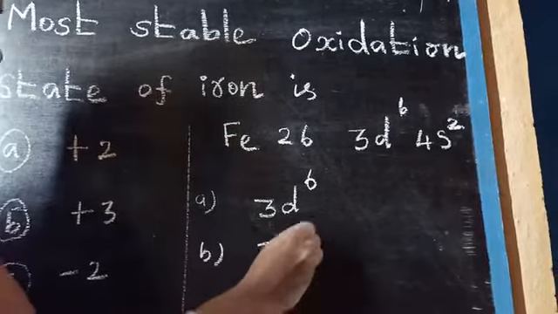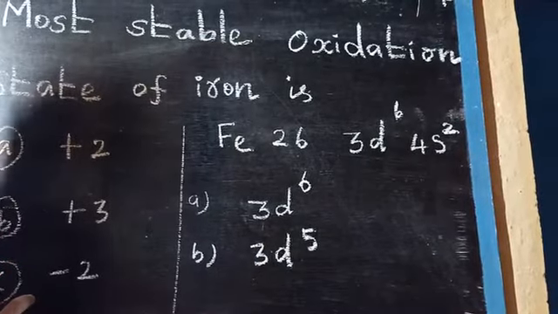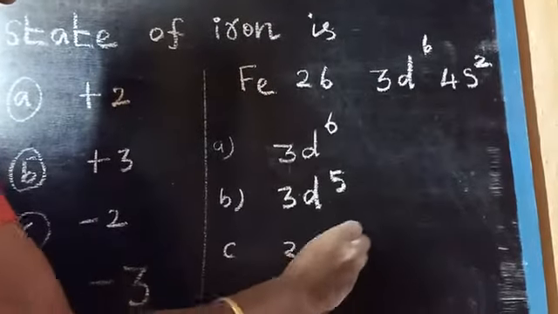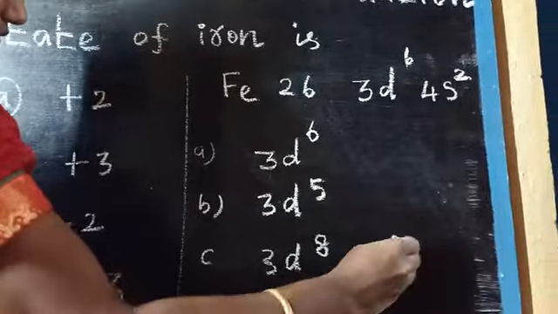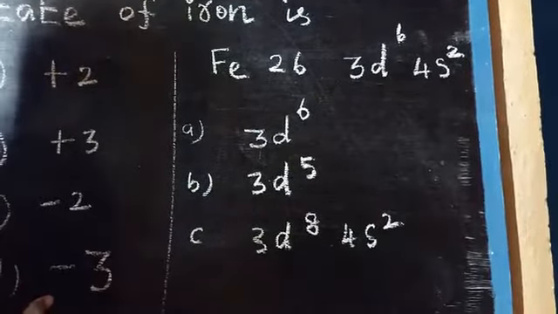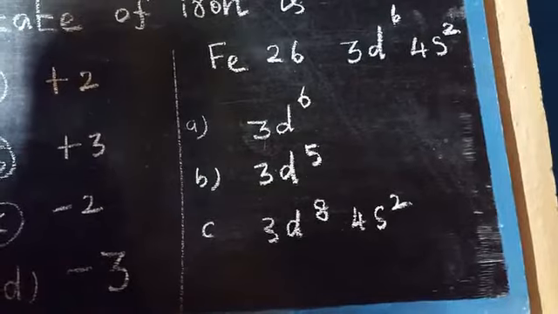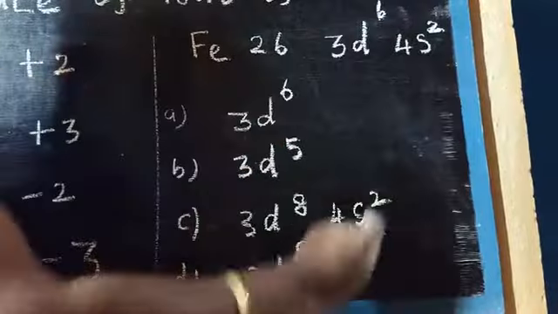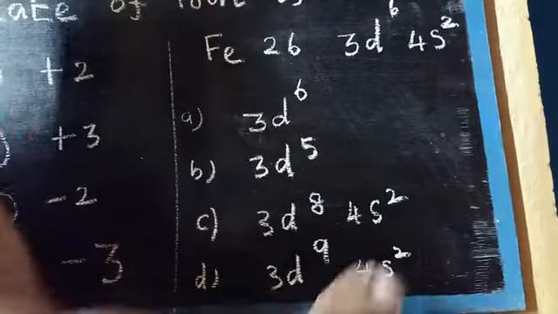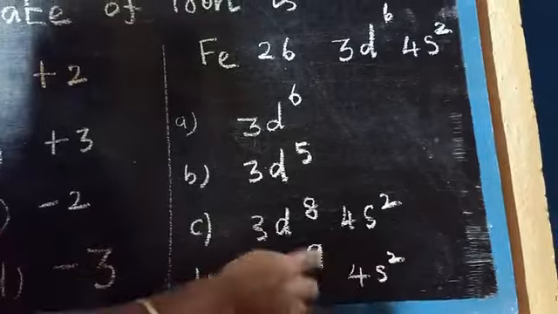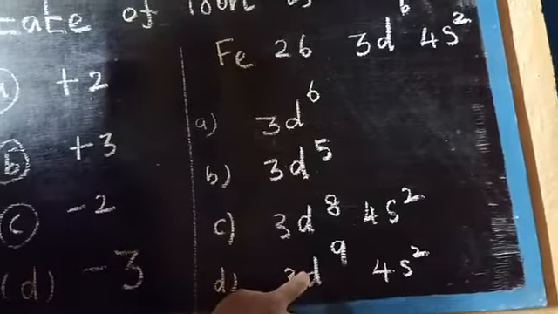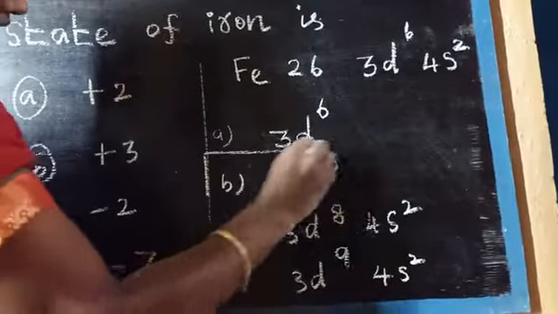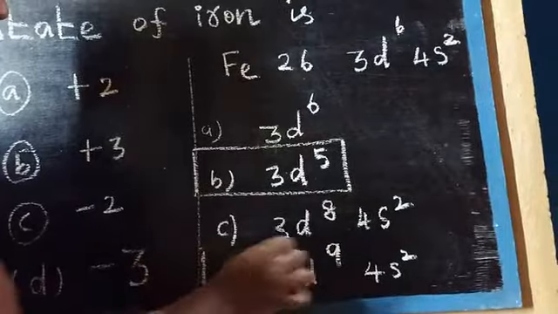So remaining is 3d5. Next, minus 2: gain 2 electrons, so 3d8 4s2. Next, minus 3: gain 3 electrons. Option D: 3 electrons gained gives 3d9 4s2. But here, due to symmetry, an electron is transferred, so 3d10 4s1. Okay children, so the stable ones are here 3d5 as well as here 3d10.